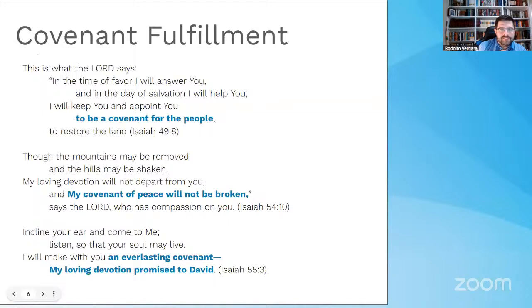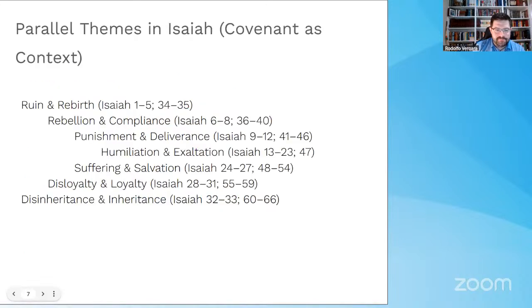Okay, so that's one key. Look at things as there being a covenant theology and background, and almost everything that Isaiah is expounding, the words of Isaiah, are the fulfilling of this covenant that he made with the house of Israel.